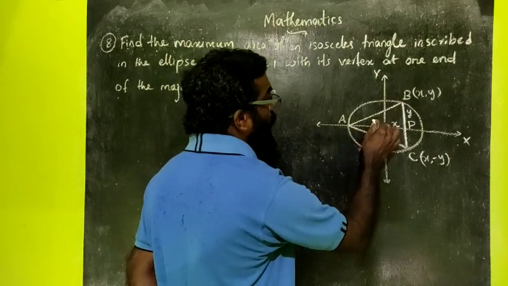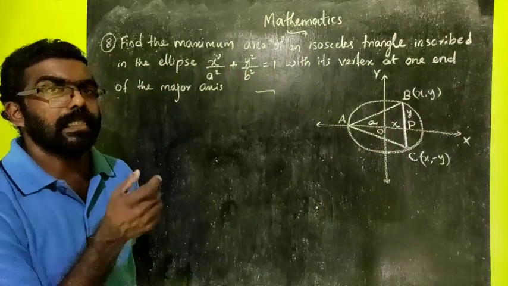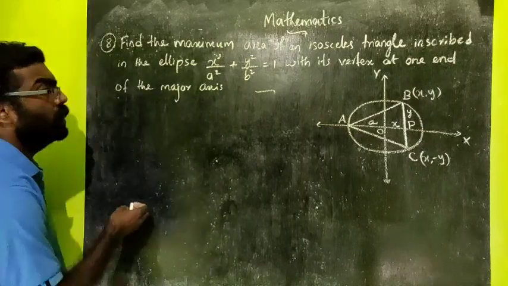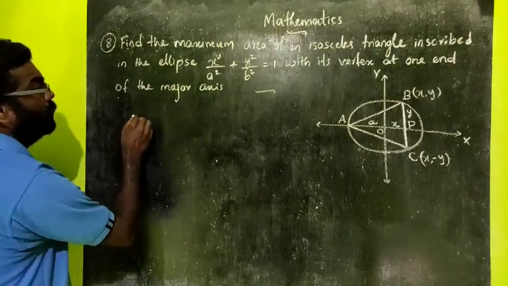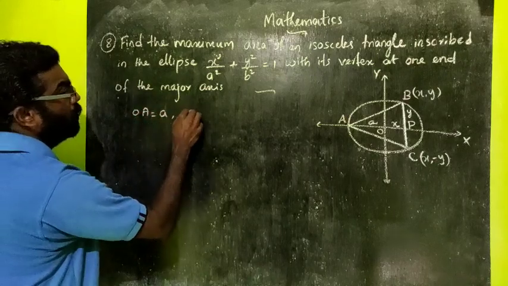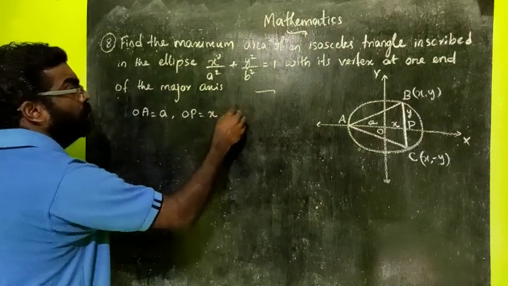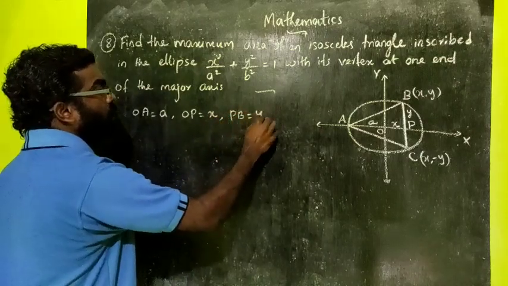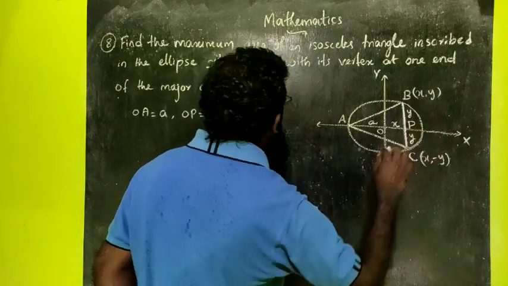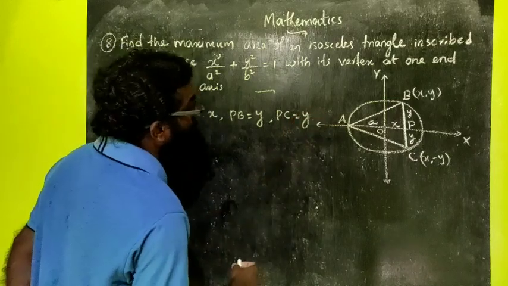we can mark it as small letter a. Okay, length of the semi-major axis is what? A. Okay, so here we can write the terms. OA is equal to A, then OP is equal to X, then PB is equal to Y, PC is also Y. Okay, these are equal distance. PC is equal to Y.